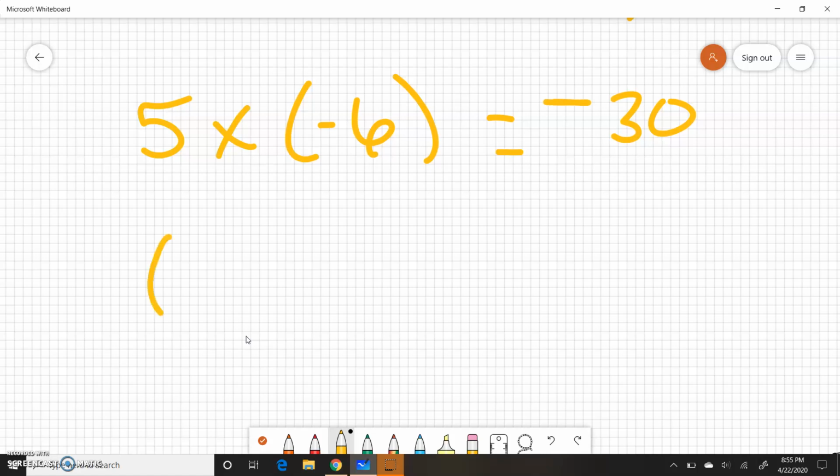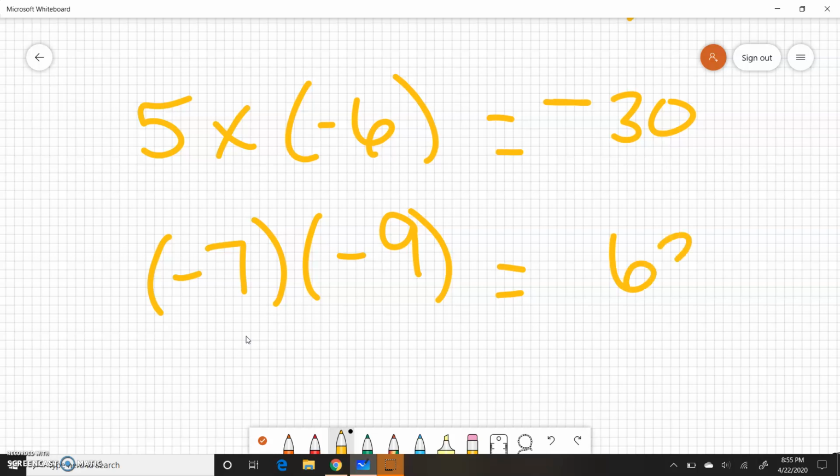You also could have a question that looks like this, negative 7 and then negative 9, and they're right next to each other. We've discussed this a million times over, that if there's two things like this right next to each other, it means times. So 7 times 9 is 63, and since the signs are the same, my answer is positive, so it's just 63.